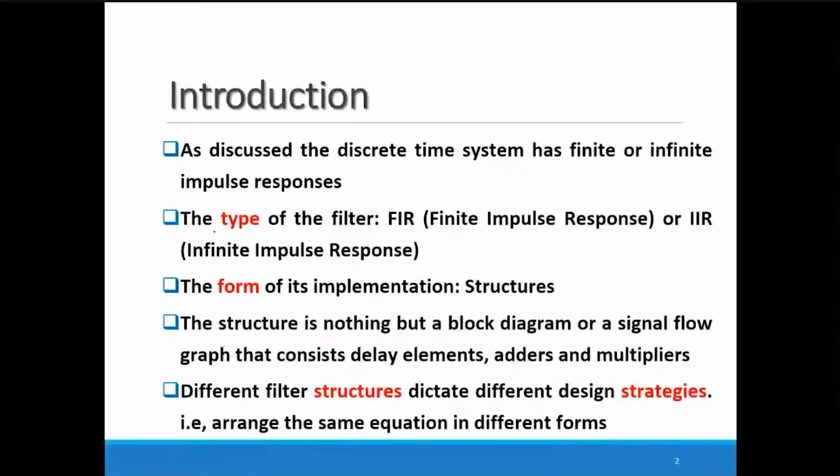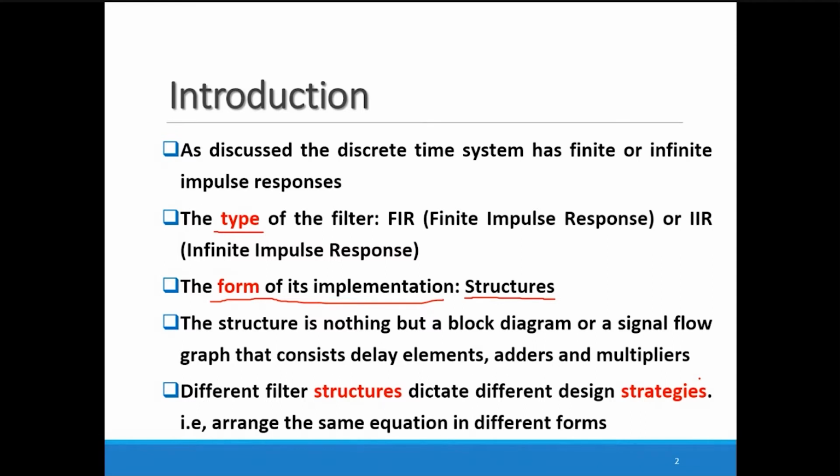So here the word we are using is type. Then how we implement that particular system is known as the form of its implementation. Form of its implementation means which type of structure we are using for the implementation. And the structure is nothing but a block diagram or a signal flow diagram that consists of delay elements, adders and multipliers. So we represent the FIR equation or IIR equation in a block diagram representation or in a signal flow diagram representation, which consists of the three main elements, that is delay element, adders and multipliers.